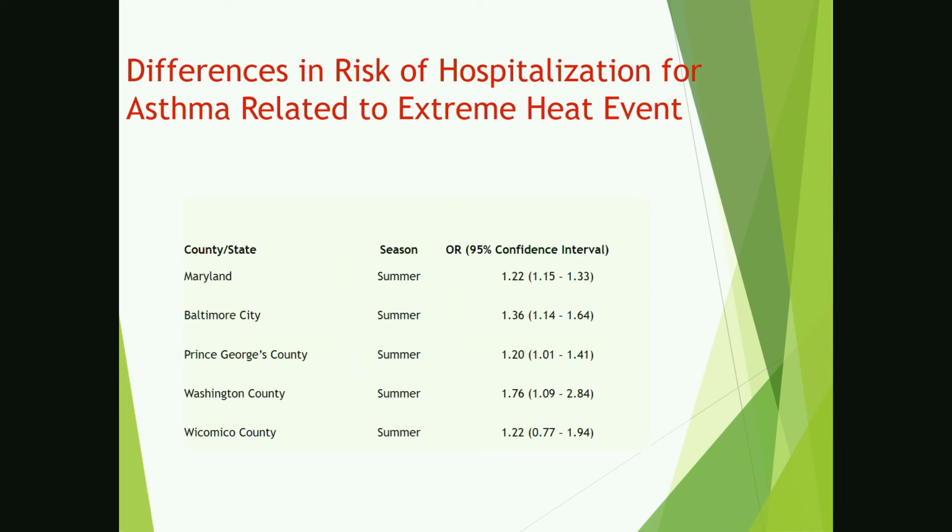And it varies by county. If you look at Baltimore City, instead of being 23%, the risk is almost 36%. Washington County has a 76% increase in risk of asthma hospitalization per 1 unit increase in extreme heat event. It's a big deal, whereas for some others the effect is less pronounced.